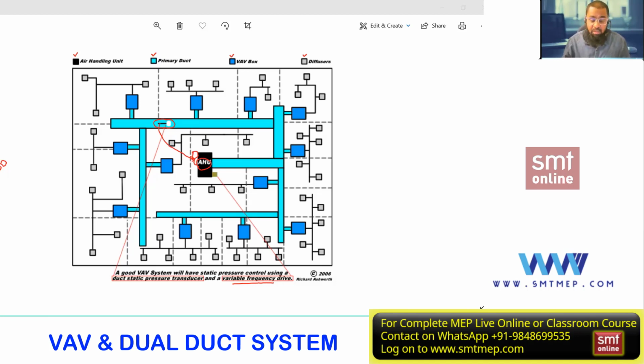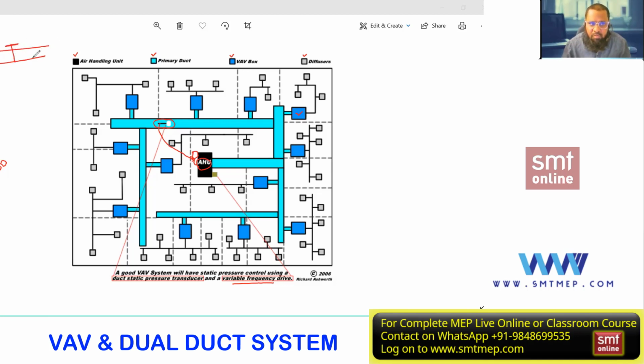Okay, second difference. Third difference is, in case of CAV, the duct will directly connect with the branch to the diffuser, but in this case, in between, there is a VAV box. For learning purposes, you can consider a VAV box like a valve in a pipe.